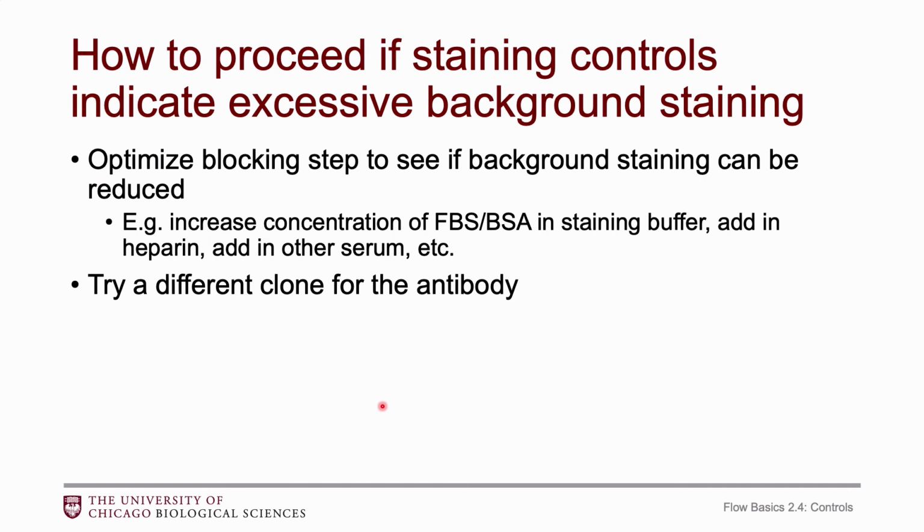So if you are finding nonspecific staining in your samples and you're using these two controls, then what you need to do is go back to the blocking step and optimize that. We talked about that mostly in the first video of this series. So you might want to think about playing around with that blocking step, or if you're having trouble with that, you could also try using a different clone of antibody altogether.